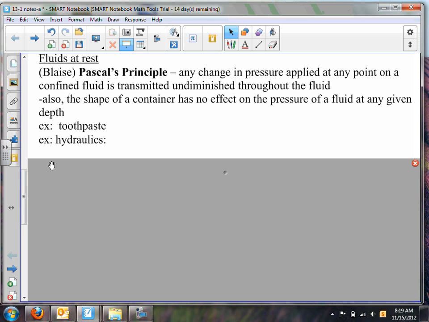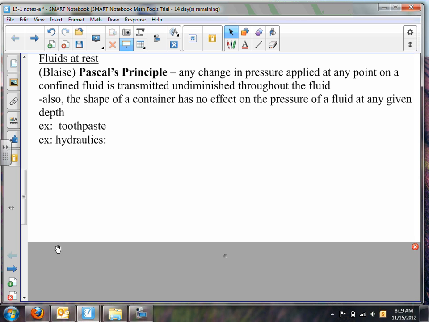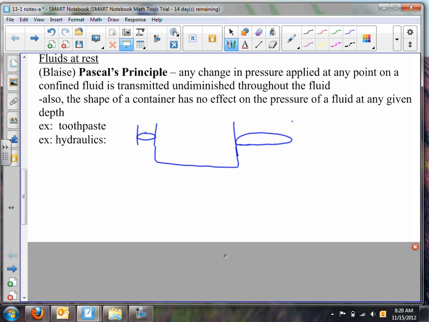This also leads to a real-life application of hydraulics. Here's how this works. Let's pretend I've got a piston here, and I have a larger piston head over here. And this is all filled with some type of fluid. So these pistons can move up or down.